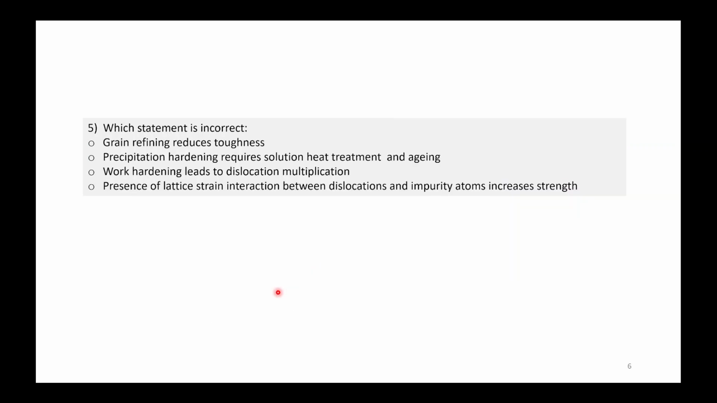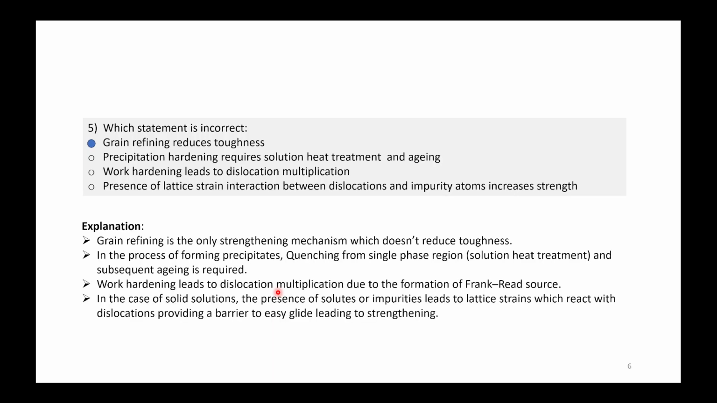Now, which statement is incorrect? Your options are: grain refining reduces toughness; precipitation hardening requires solution heat treatment and aging; third, work hardening leads to dislocation multiplication; and presence of lattice strain interaction between dislocations and impurity atoms increases strength. Your answer will be grain refining reduces toughness. So this one is incorrect.